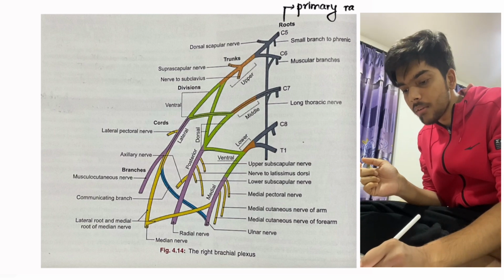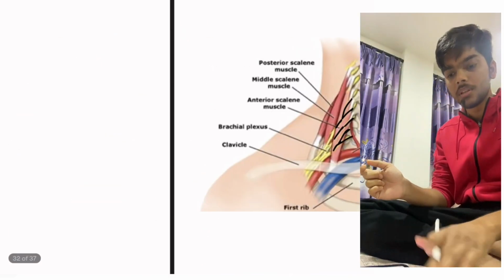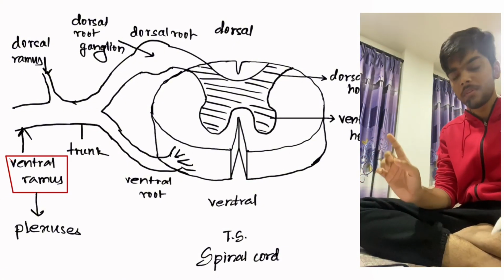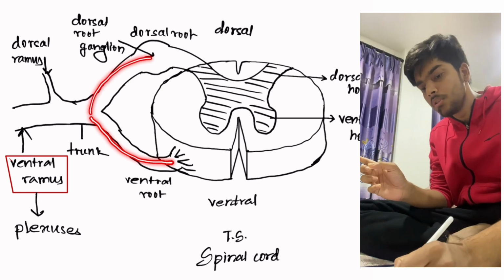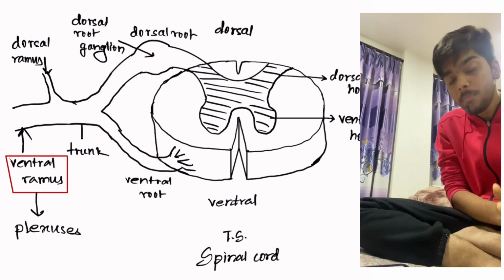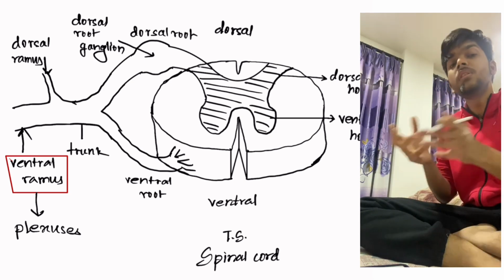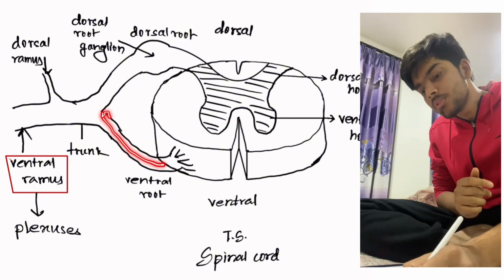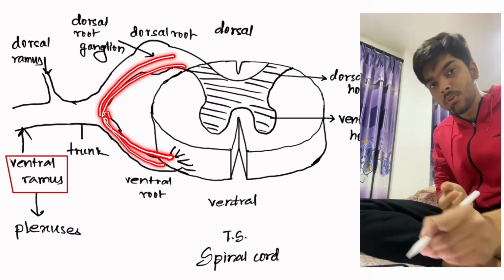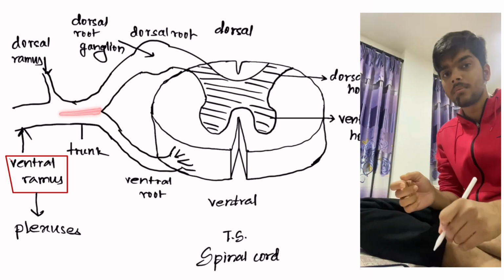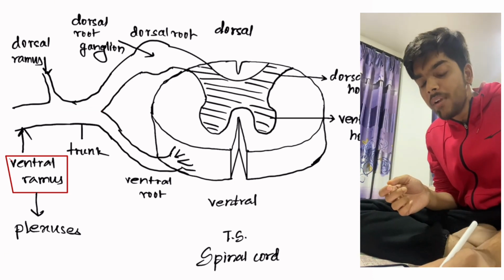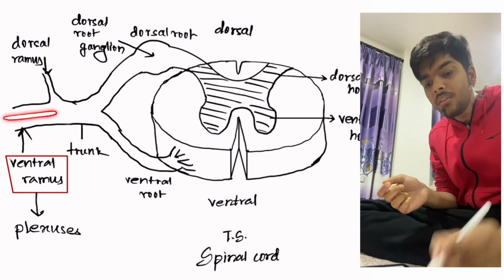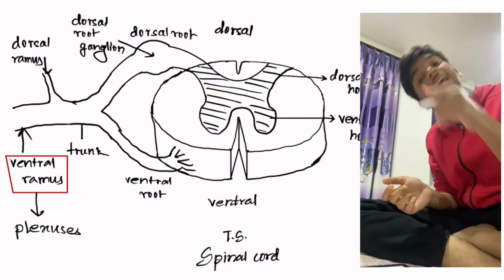Primary rami. See, let me revise this. At the very beginning, I said that the spinal nerve contains ventral root and dorsal root. So the root of brachial plexus is not to be confused with the root of spinal nerve. The roots of spinal nerve are the ventral root and dorsal root, or the motor root and sensory root, that fuse to form the trunk. And this trunk splits into ventral ramus and dorsal ramus. This ventral ramus of the spinal nerve is actually the root for brachial plexus.